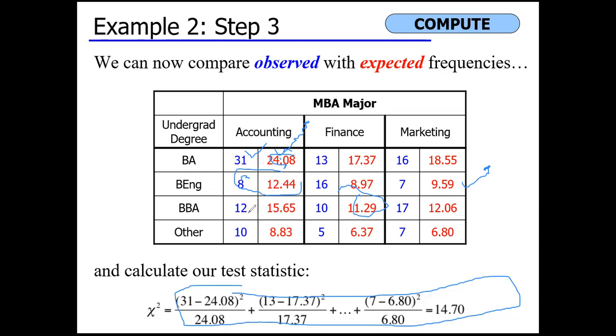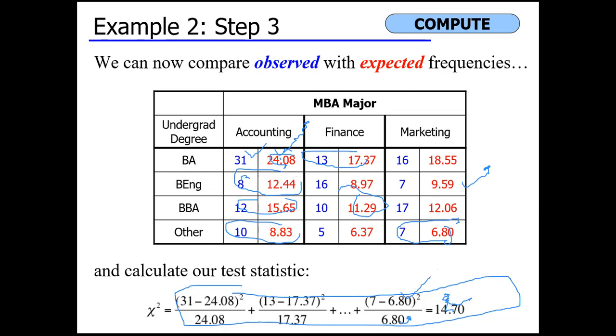Plus, you come to this one, just like that. Until you come to this one, up until this last one here. 7 minus 6.80, you square it, you divide by 6.80. At the end, you will get 14.70. I don't know if you follow what has been done there. Do you understand?